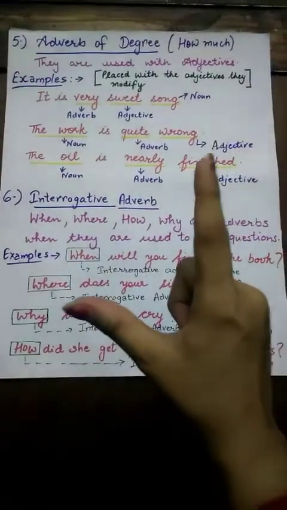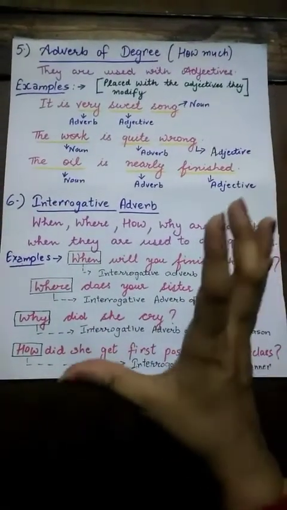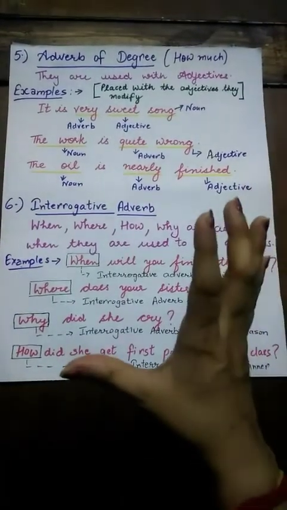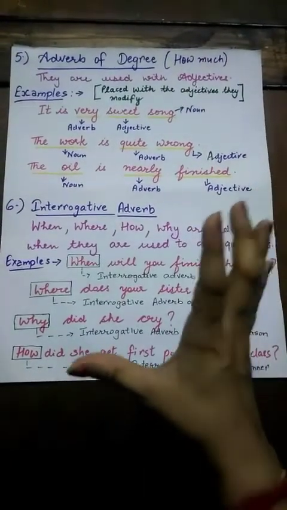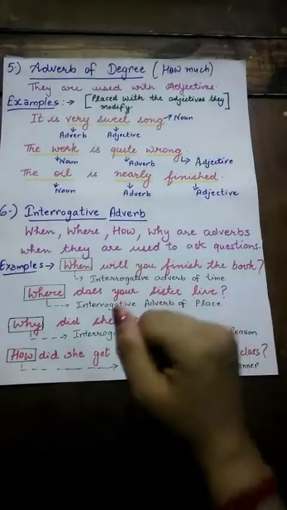Similarly, words like quite, nearly, fully, almost, pretty, perfectly are the adverbs of degree that are used with adjectives to modify and to describe their meaning.